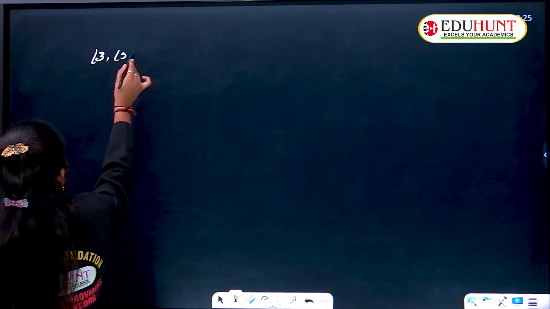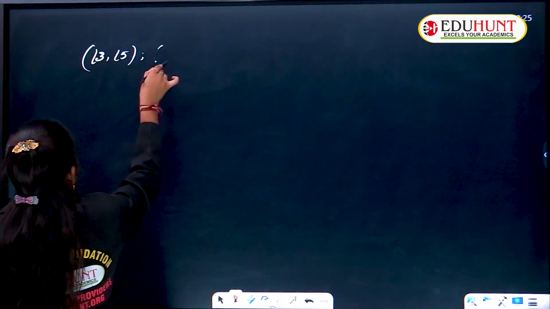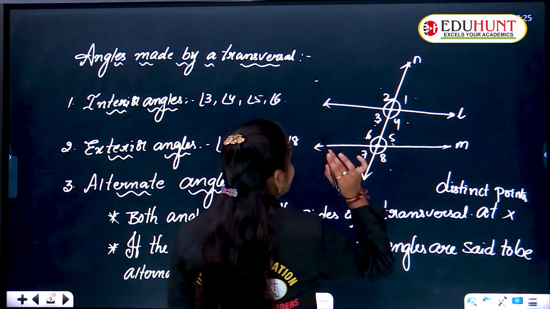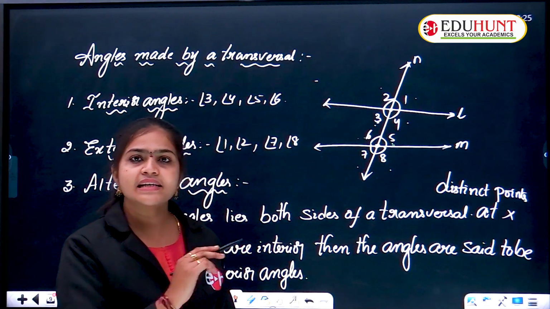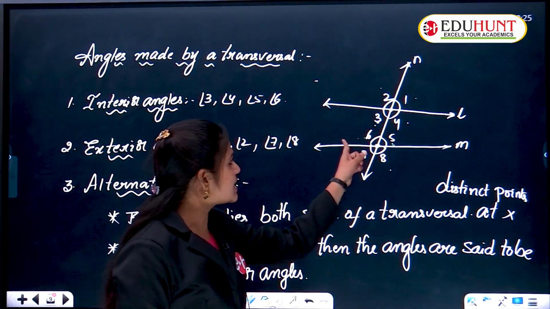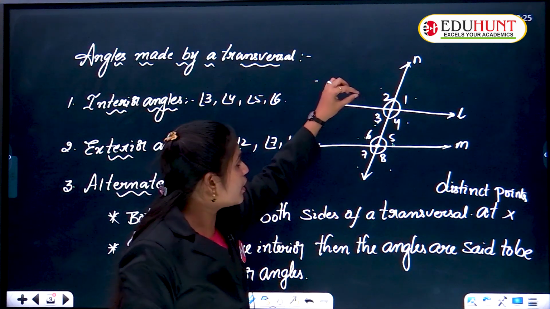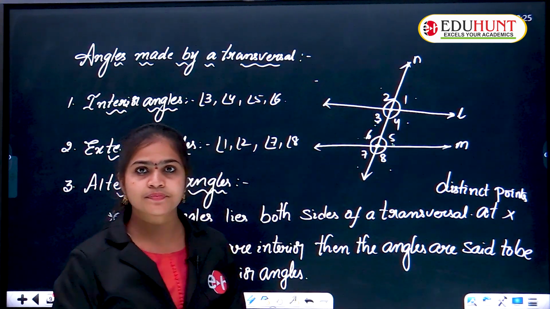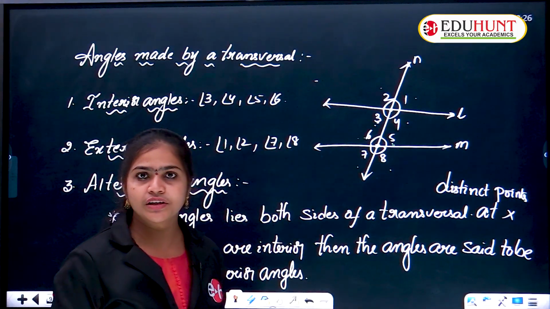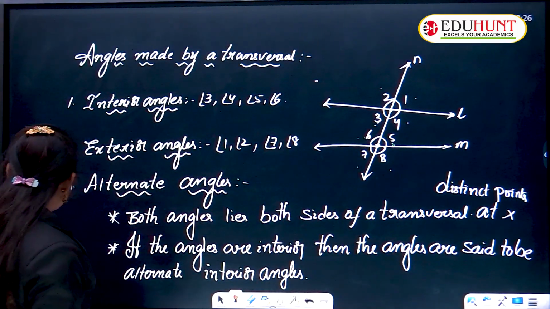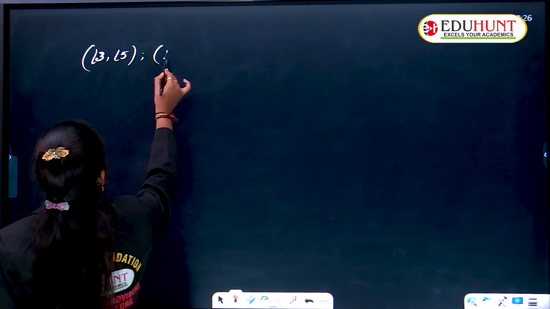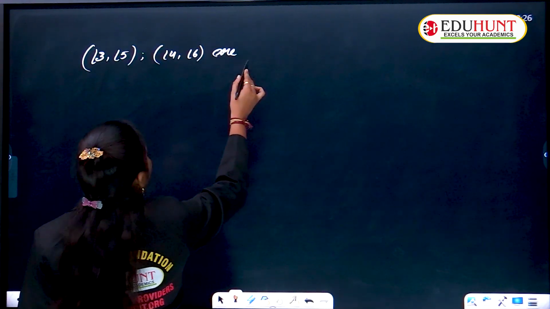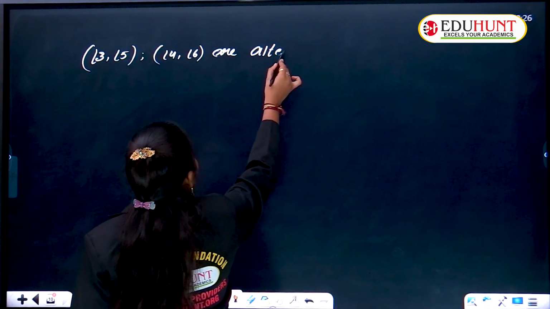Then which angles are alternate interior angles? Angle 3, angle 5, and in the same way another pair, angle 4, angle 6. Angle 4 and 6 lie on both sides of the transversal, those two angles are formed at two distinct points, and those two angles are interior angles. All the points are satisfied here. Then angle 4, angle 6 are alternate interior angles.